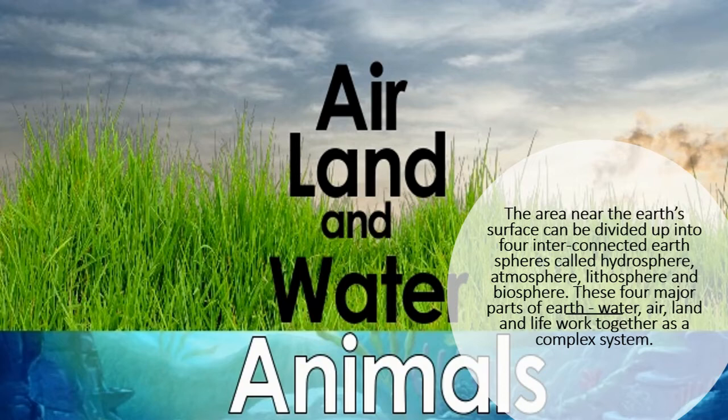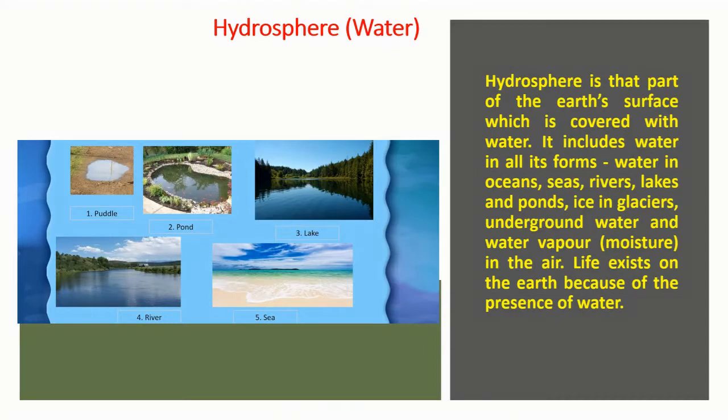Which are the four spheres? Four parts. Hydrosphere, that means water. Atmosphere, which means air. Lithosphere, which means land, and biosphere means the living organisms. These four major parts of earth, that means water, air, land, and life, work together as a complex system. We shall study today about hydrosphere and atmosphere.